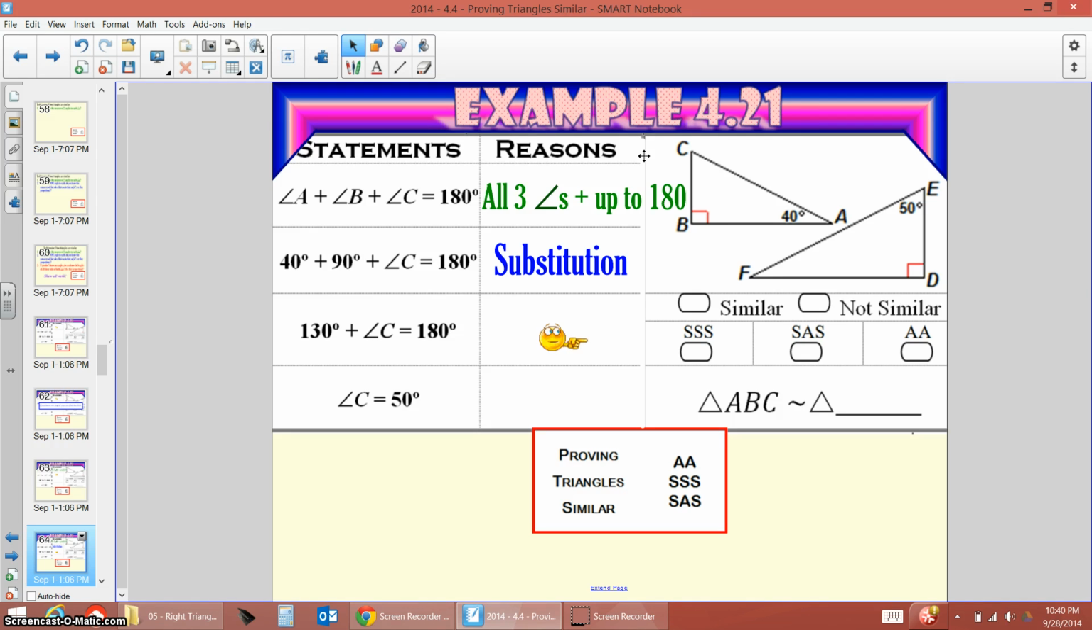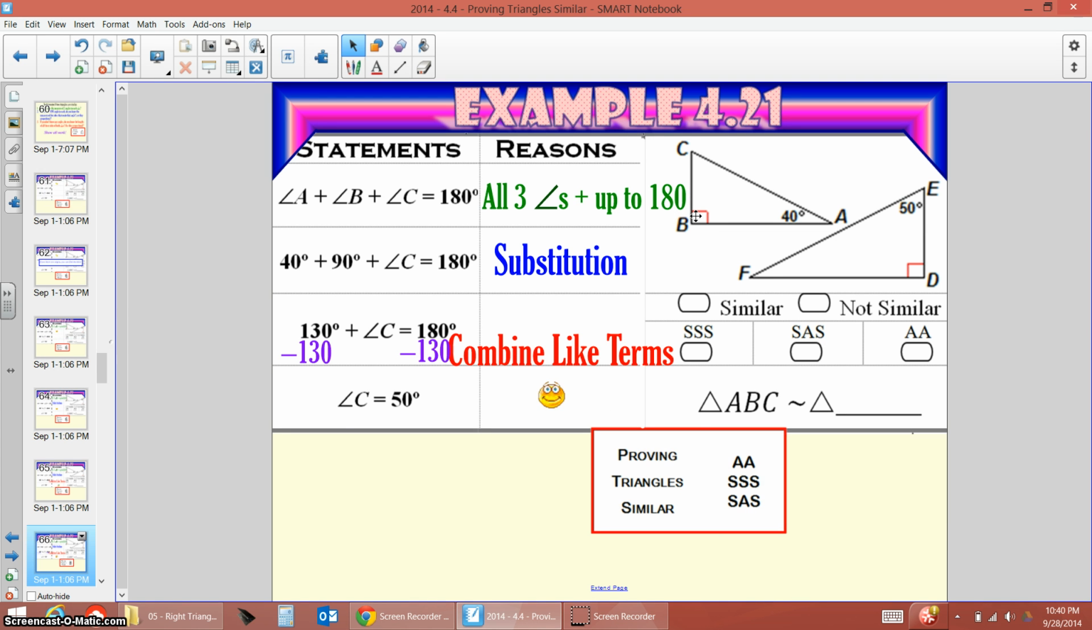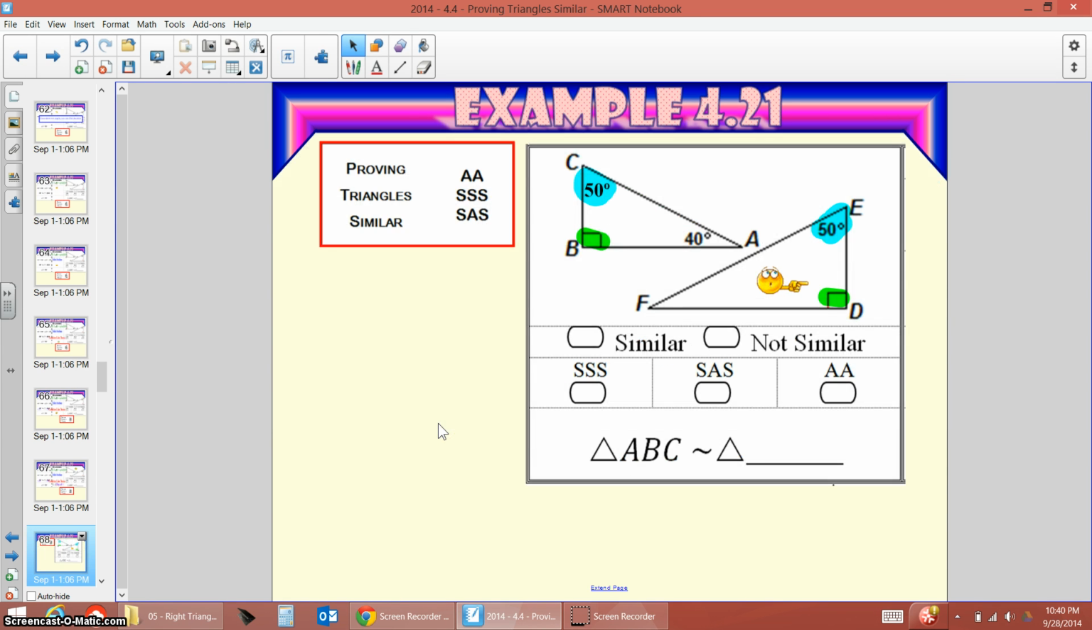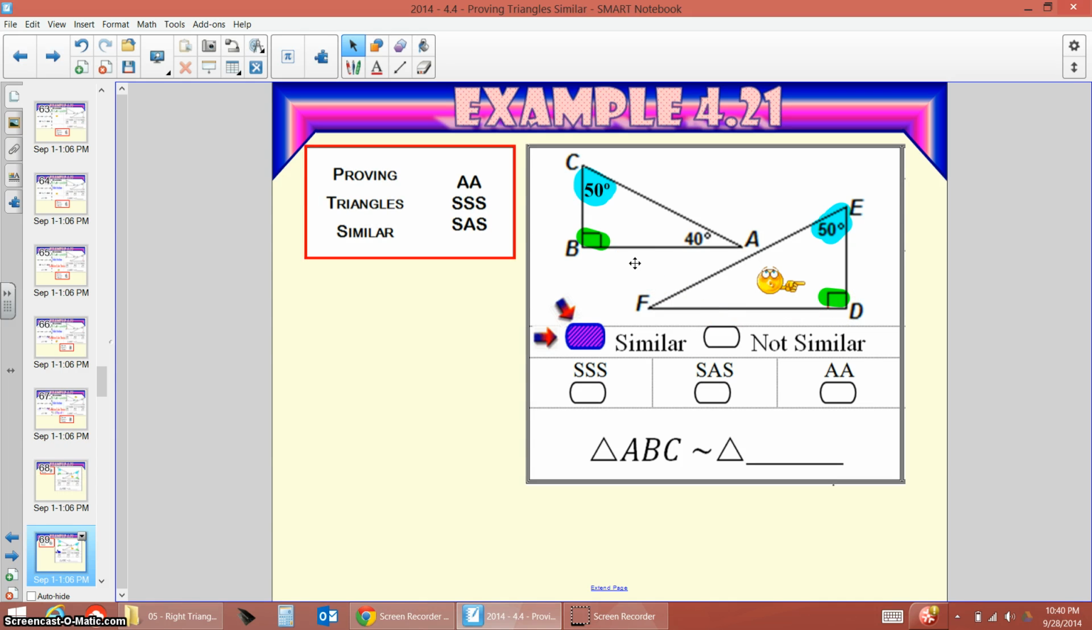Do some substitution in for 40 and 90. Here's the 40, here's the 90. We combine like terms, and we do the subtraction property of equality to find out that C equals 50. Now if C equals 50, and E equals 50, and B equals 90, and D equals 90, do I have similar triangles? I do. I can mark similar, and then I can say, well, that's angle, angle.